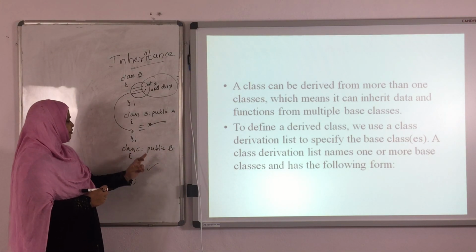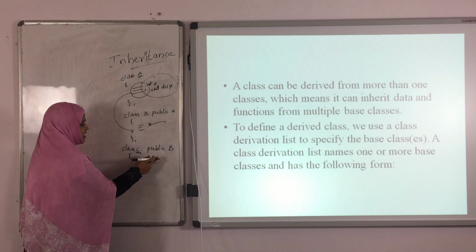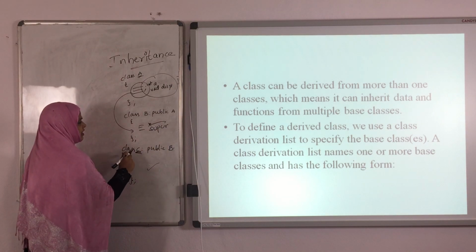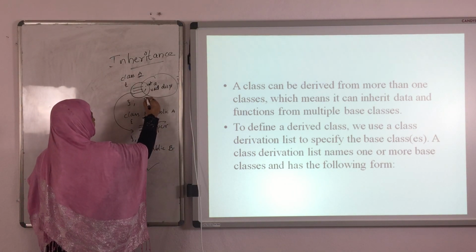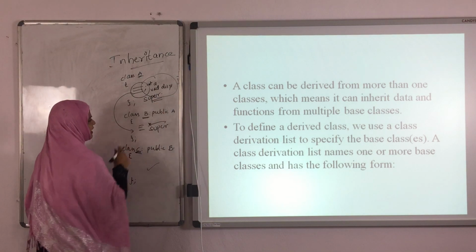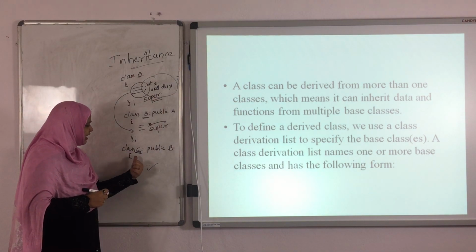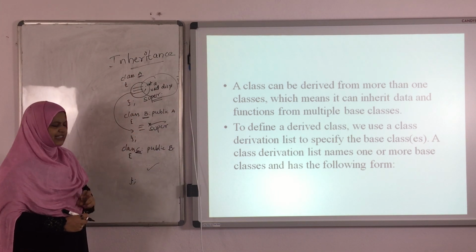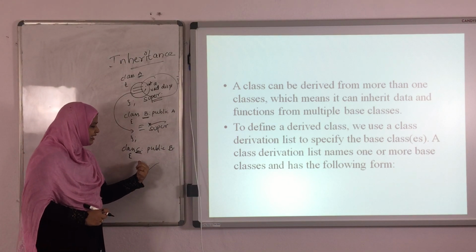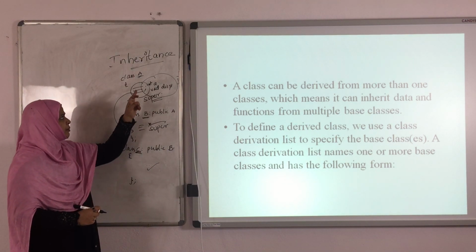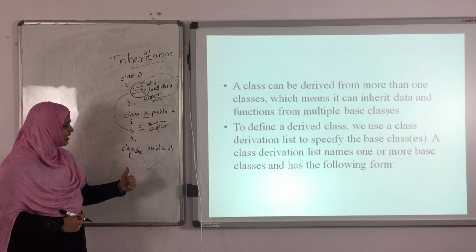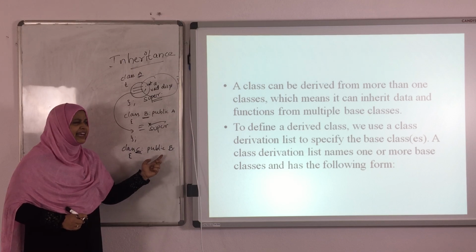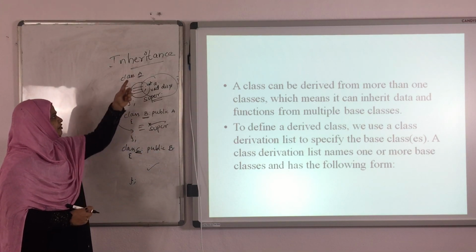Why? Because for this class C, which one is its superclass? This one, class B is the superclass for class C. For class B, which one is the superclass? Class A is the superclass, right? Indirectly, class C is going to inherit all the properties of class A and class B. Why? Because class C is going to derive from class B, and class B is going to derive from class A.